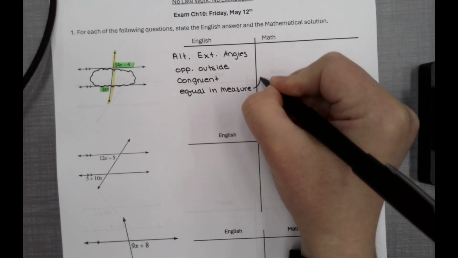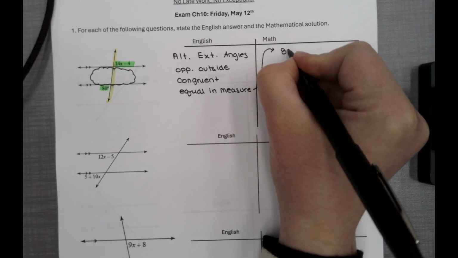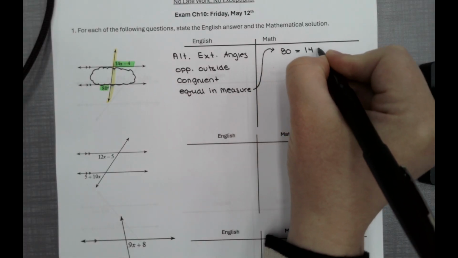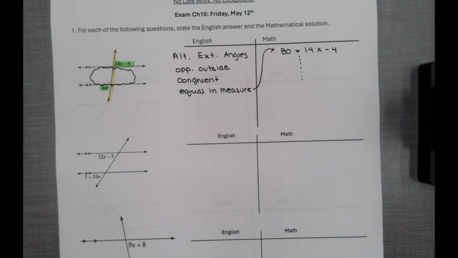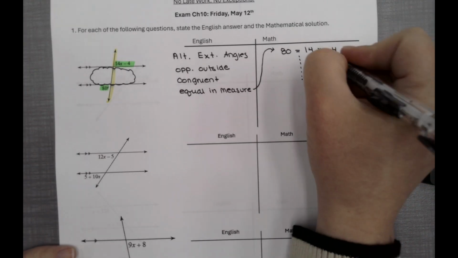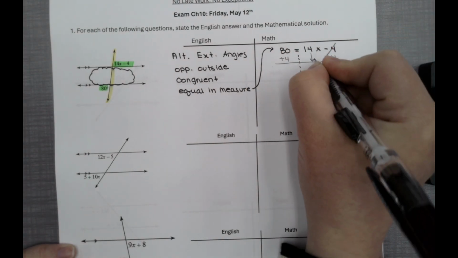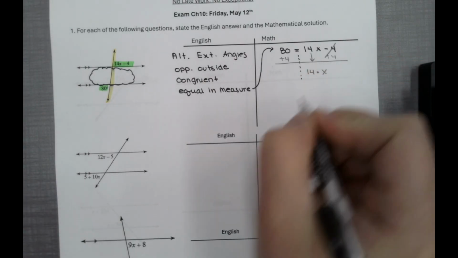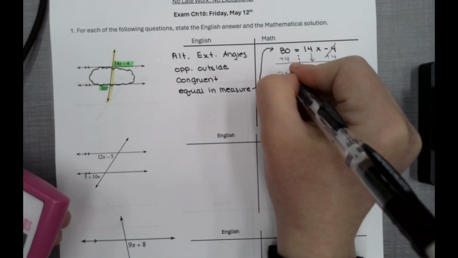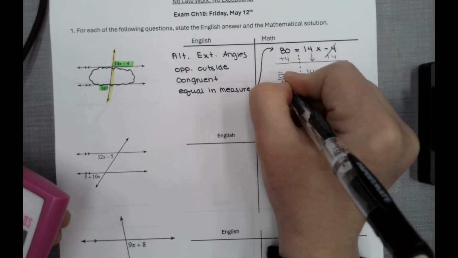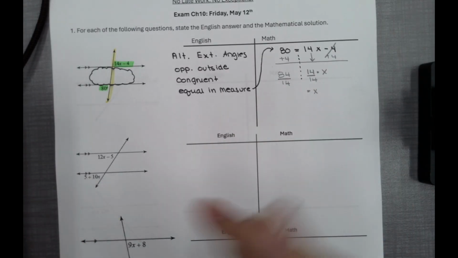So we're going to take that congruent, equal in measure, to set up our equation. We got 80 degrees is equal to 14x minus 4, dotted line for balance. We're going to add 4 to both sides. Remove the 4, bring down the 14x. And we got 80 plus 4, which is 84. And then we'll divide by 14. X is then equal to 84 divided by 14. I get 6.